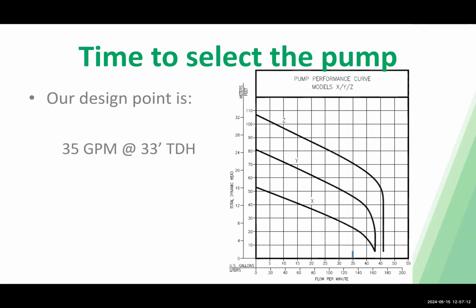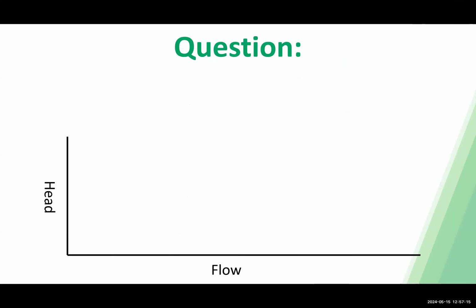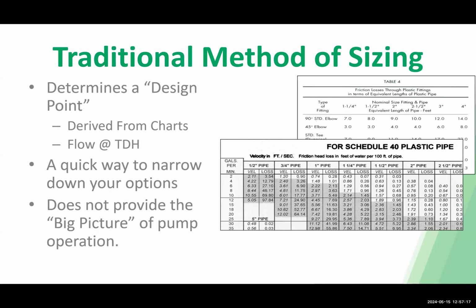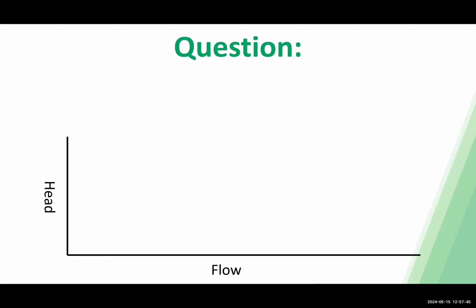All right, sounds good. I will try to, this section's a lot shorter than that first section. So what we just went over was the traditional method of sizing. This is what is primarily used to have a quick selection for a pump. We use this to determine a design point. It's derived from charts, and it gives you your flow and total dynamic head. The only problem with this is this does not provide the big picture of pump operation. And that is where system head curves come into play.